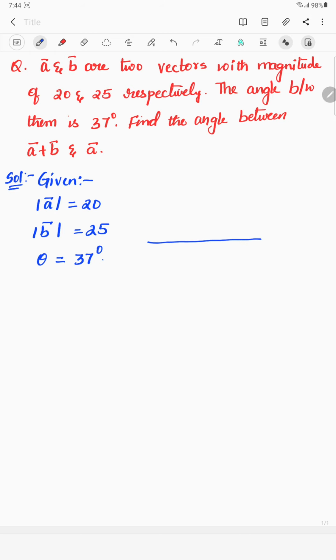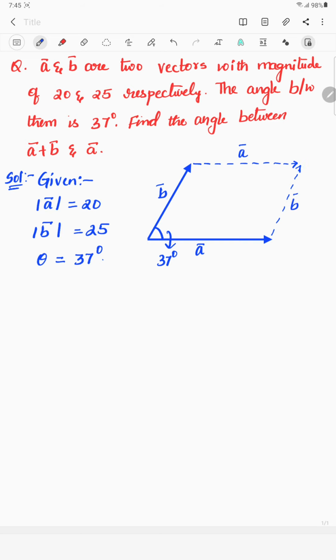See here, assume this is your A bar and this is your B bar. So the two vectors are A bar and B bar, given in this way, and the angle between these two vectors is 37 degrees. Already we know about this. So how have we done this previously in the parallelogram law of vectors? We constructed a parallelogram, just translating these vectors parallelly. So this is also A bar, and then this turns out to be B bar.